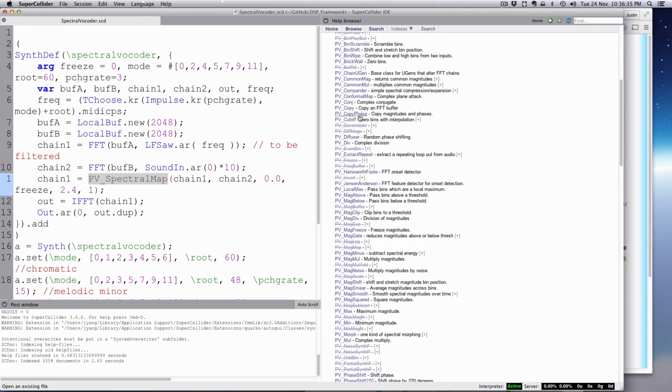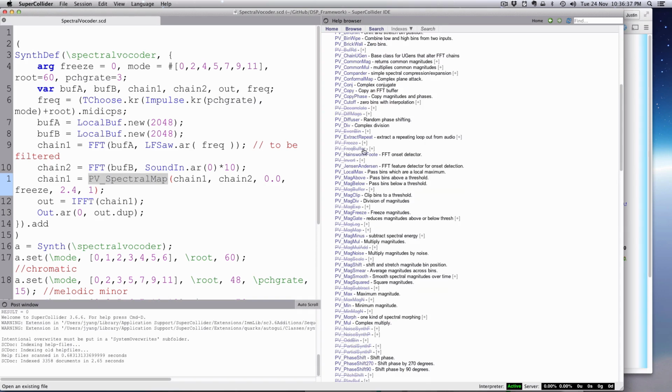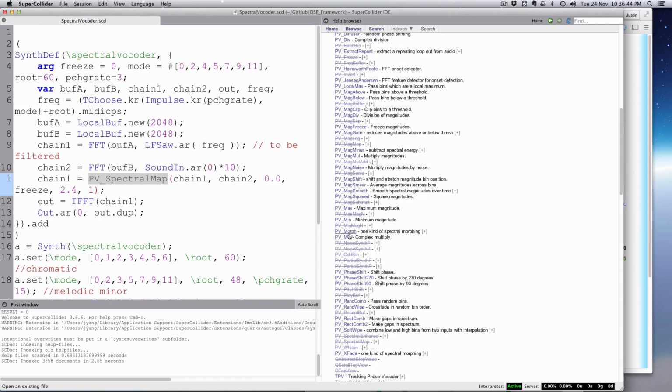Right, there's loads of these here. Can copy phase and magnitudes. We can do onset detection, pass bins, freeze magnitudes, spectral morphing, etc. But you're then doing some manipulation in the frequency domain. In this case, we're taking one spectra and mapping it onto the other one. So it has a sort of vocoder effect, a carrier modulator type of effect, the sound in being the modulator and the saw being the carrier.